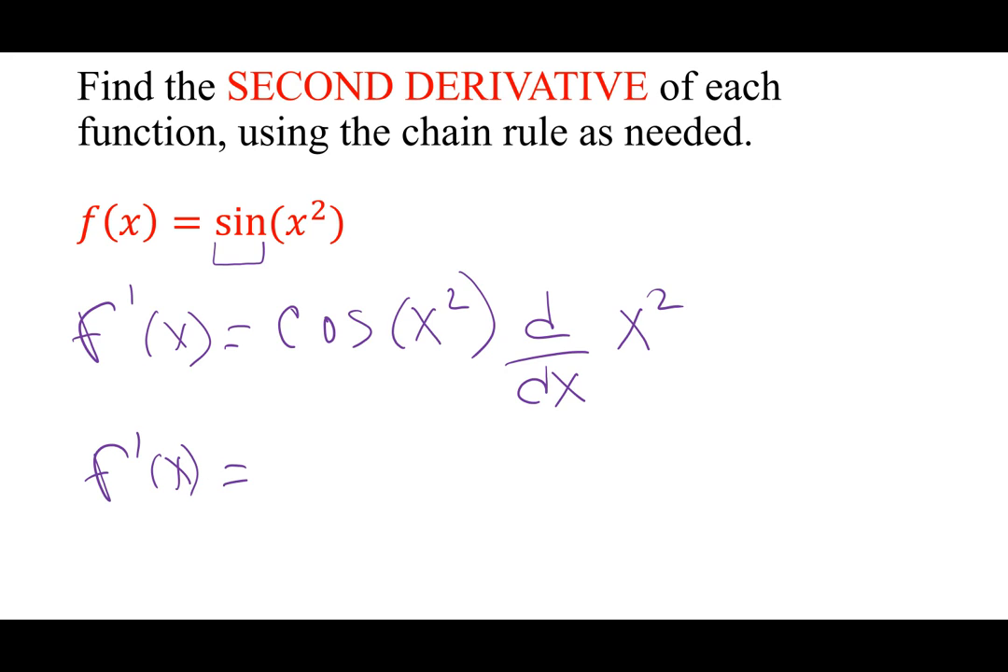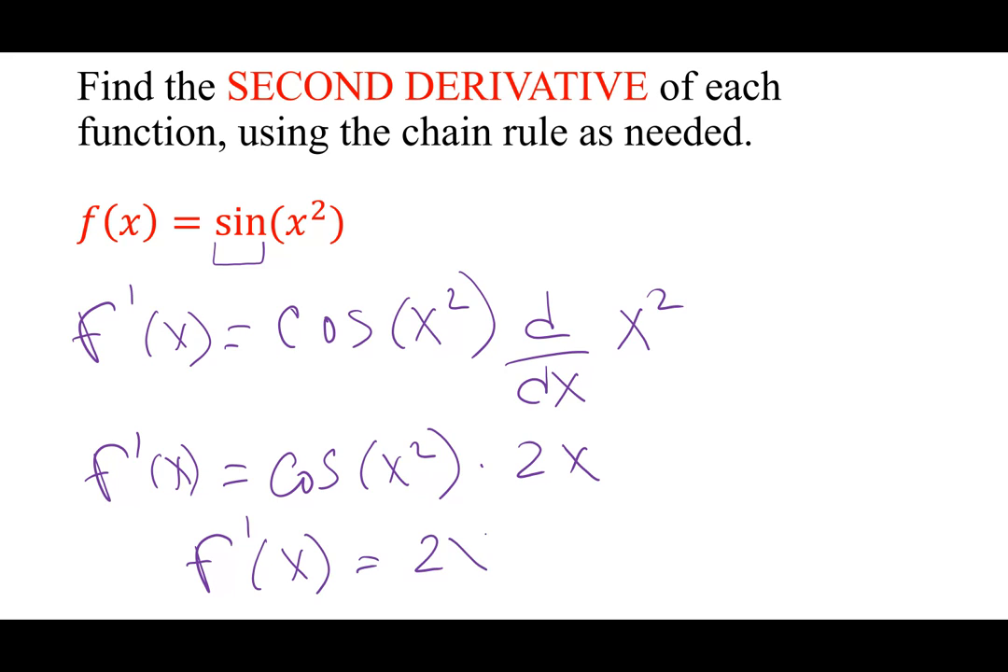So then the derivative would be equal to the cosine of x squared. The derivative of x squared is 2x. Normally, we put our 2x in the front, so I'm going to go ahead and do that. And then remember, this is just the first derivative. I now want to find the second derivative, which means I'm going to have to go another round.